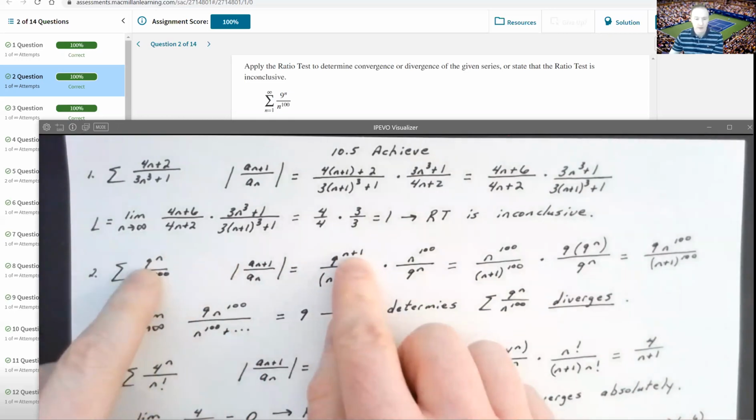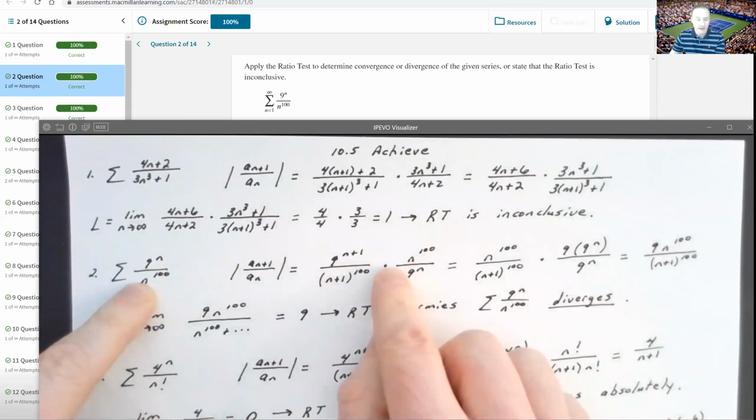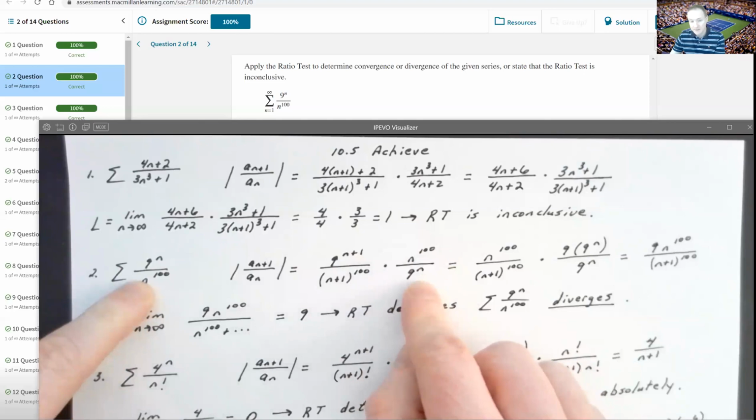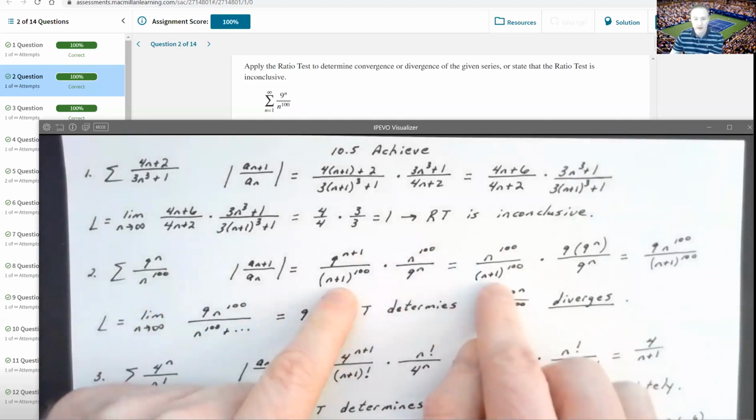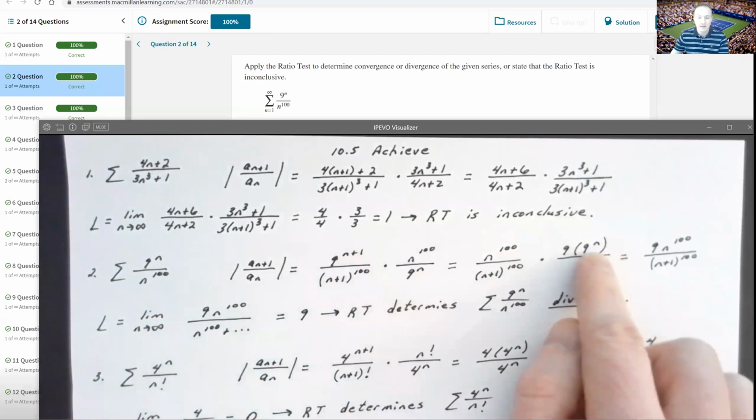So I said, well, a sub n plus 1 is going to be 9 to the n plus 1 divided by n plus 1 to the 100th. Now I'm multiplying that by the reciprocal of a sub n, n to the 100th over 9 to the n. Now I need to simplify. I put my two terms to the 100th in the first fraction, and then I know 9 to the n plus 1 means 9 times 9 to the n.